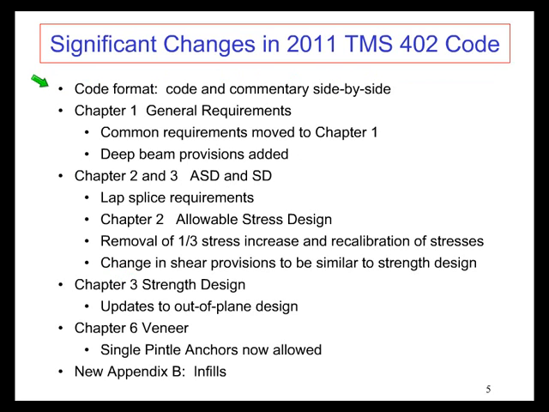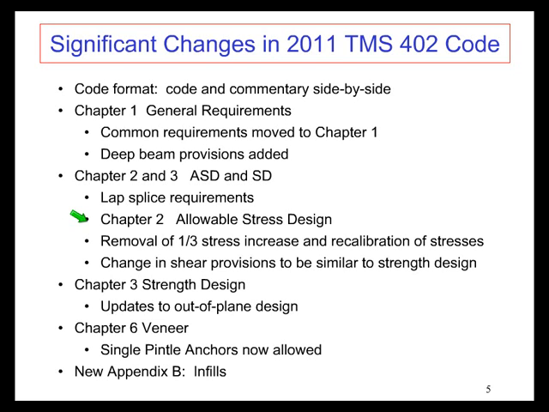So here's just an outline of what we're going to cover, some of the major changes in the 2011 Code. We'll talk about the code format briefly. Chapter 1, General Requirements. The two major changes are the common requirements. Some of the common requirements have been moved to Chapter 1. We'll look at those. We've also added deep beam provisions. There are some changes that apply to both Chapters 2 and 3, allowable stress design and strength design, particularly lap splice requirements, which we'll look at as the major one there.